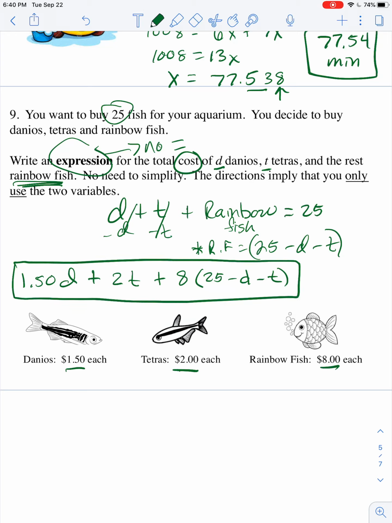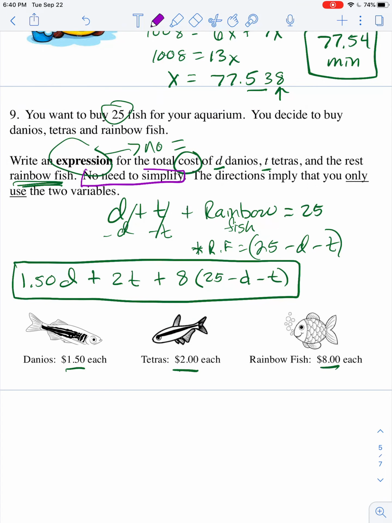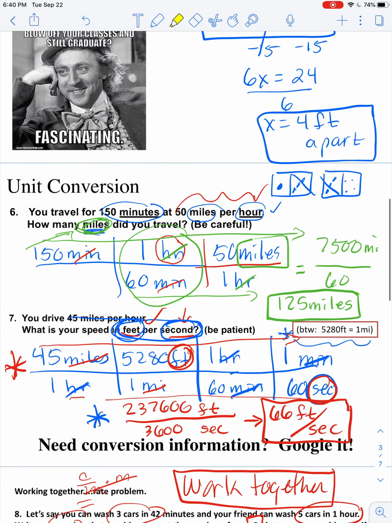Now, normally I would have to go further, but if you read this, it says right up here, reading the directions is so handy, there is no need to simplify. So at this point, I am not going any further than that, and that is going to be my final expression for the total cost. I didn't write equals cost because it's an expression, not an equation, and I don't have to simplify it, meaning I don't have to distribute, I don't have to combine like terms.